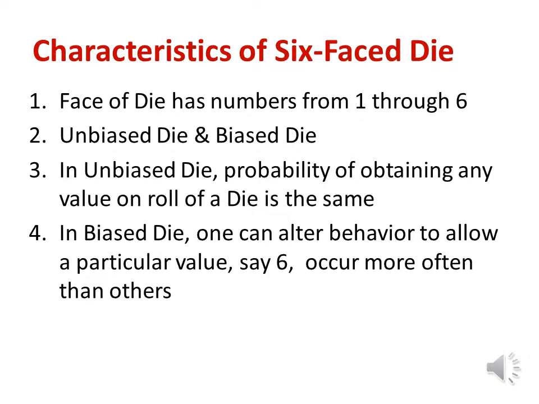3. In an unbiased die, the probability of obtaining any value on the roll of a die is the same. All values are equally probable. 4. In a biased die, we can alter the behavior to allow a particular value, say 6, to occur more often than others.